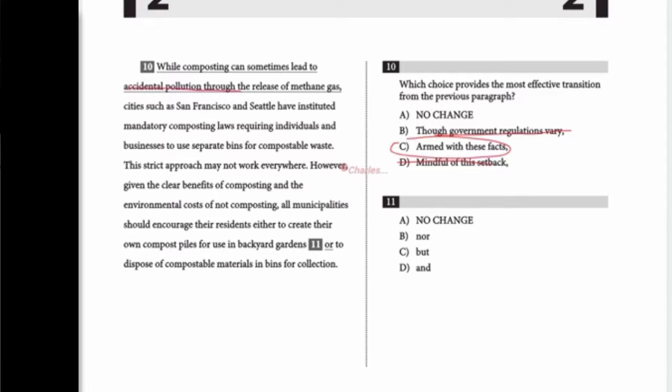Okay, number 11. However, given the clear benefits of composting, the environmental costs of not composting, all municipalities should encourage the residents either to create, so it's either or, we've got that correlative conjunction. It has to be an either or. So it's not nor, but, or, and. Correct answer is A, or, for 11.